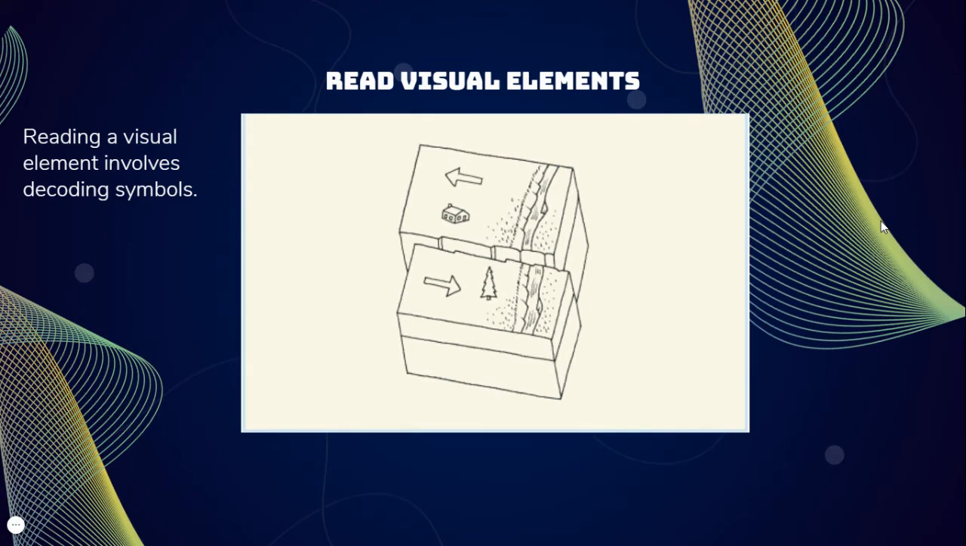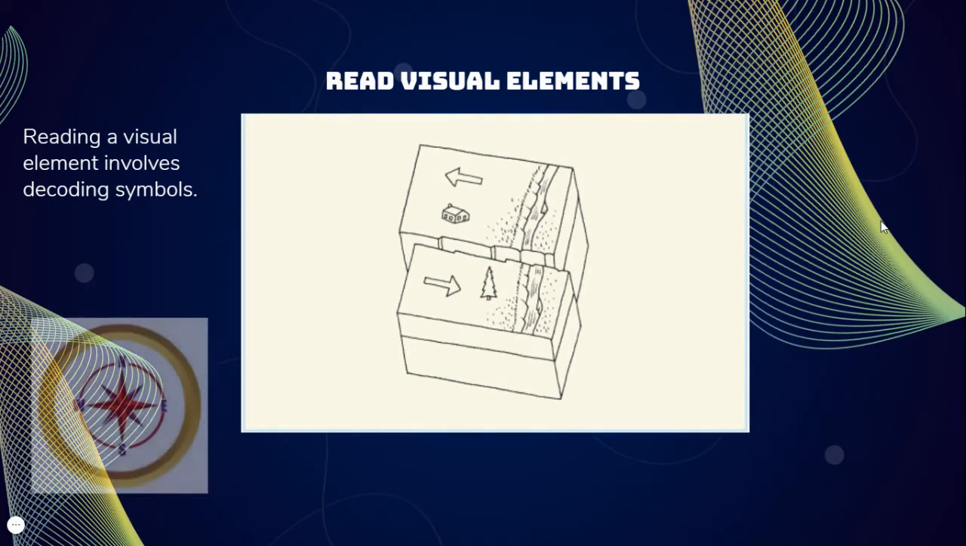Reading a visual element is more than reading words or phrases. Reading a visual element also involves decoding symbols, like the arrows in the picture. Look at this symbol. This is a symbol that we might see on a map. This is a compass rose. We read this symbol to tell direction.